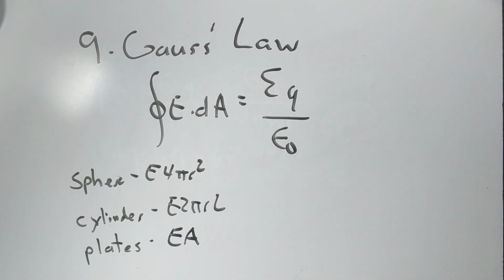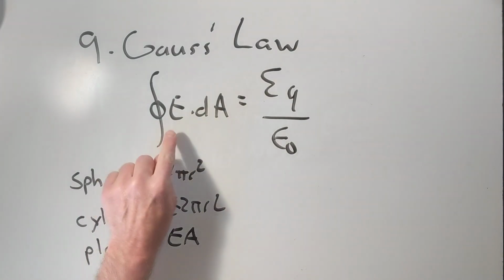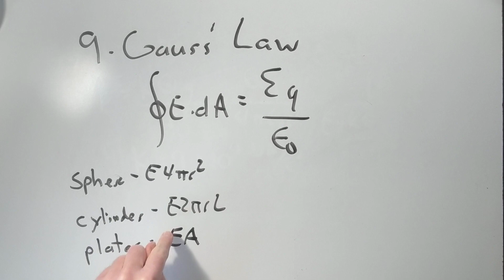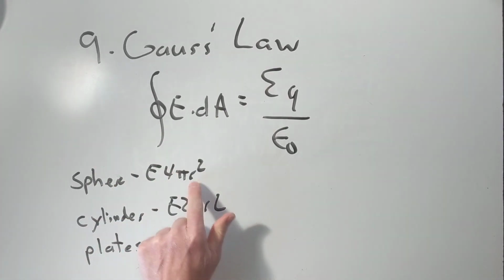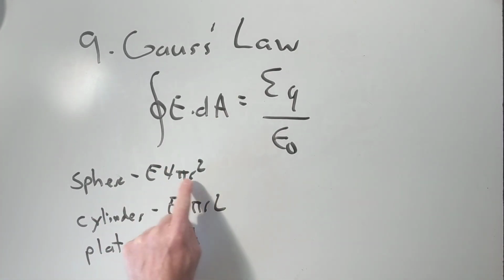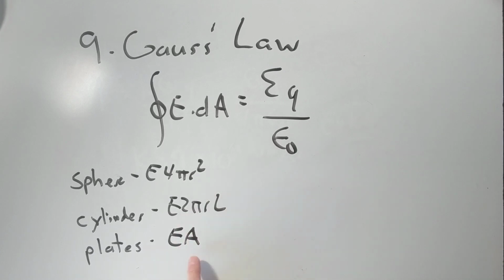It's rare that you actually take the integral. This is the electric field being constant in all of these cases, and this is the area. The area of a sphere is 4 pi r squared. The area of a cylinder is 2 pi r L. And the area of the plate is just A.